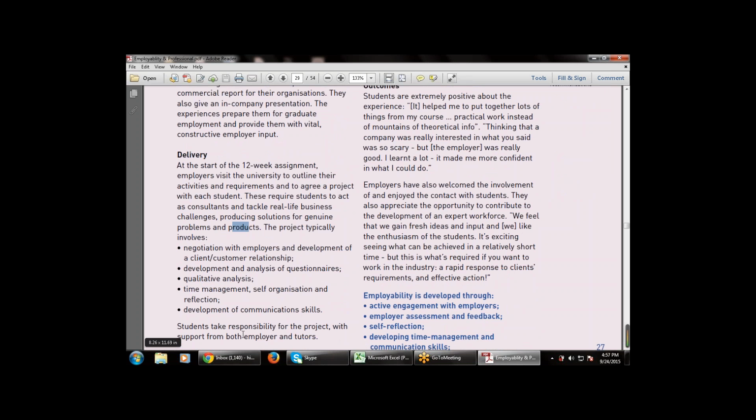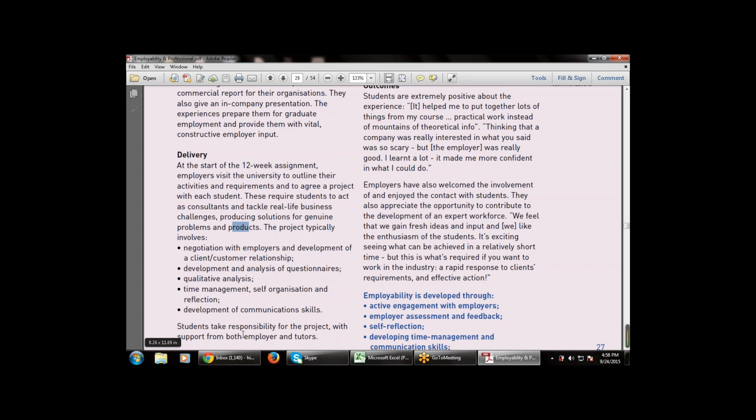So there should be proper negotiation with the customers or employers and development of the client-customer relationship. Then the development and analysis of questionnaires, so there should be proper development and analysis of the questionnaires. Then qualitative analysis. Then time management, self-organization, and reflection. Then the development of communication skills.